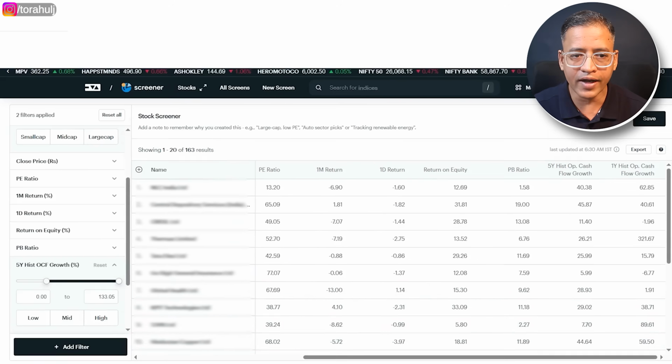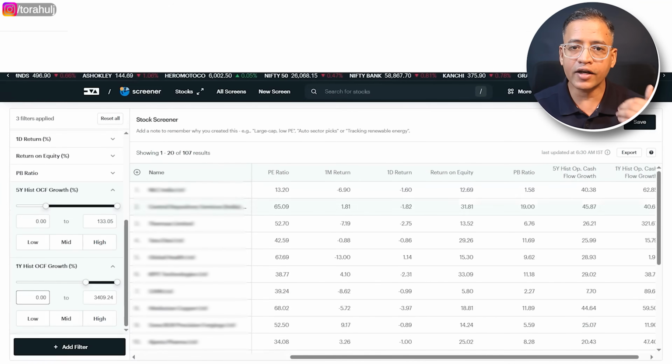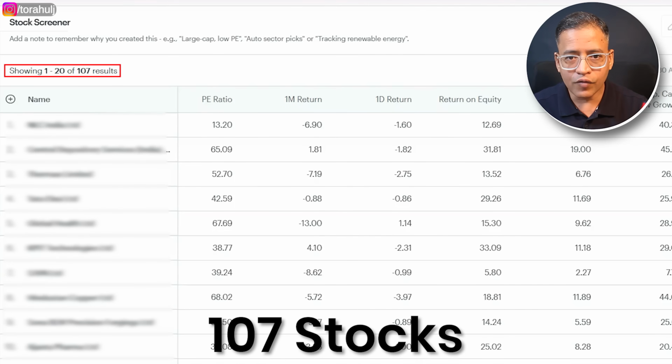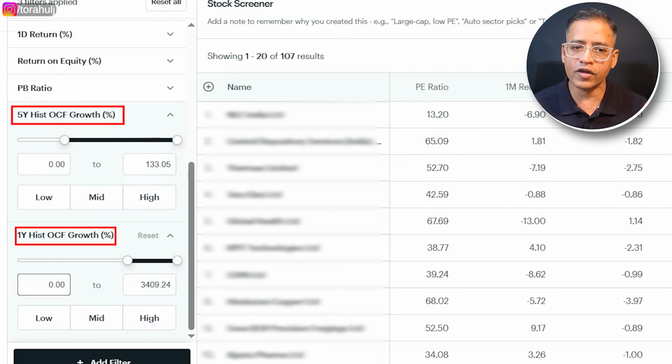So I'm just going to click on that. Again, here I'm going to say only give me the positive one. So 0 to higher. And here again, I get rid of few companies, around 50-60 companies I get rid of. Here I get a list of 107 companies, and these 107 companies in the last 5 years have given me very good operational cash flow growth rate. And in the last 1 year also, they have given me positive operational cash flow growth. These two are important parameters.